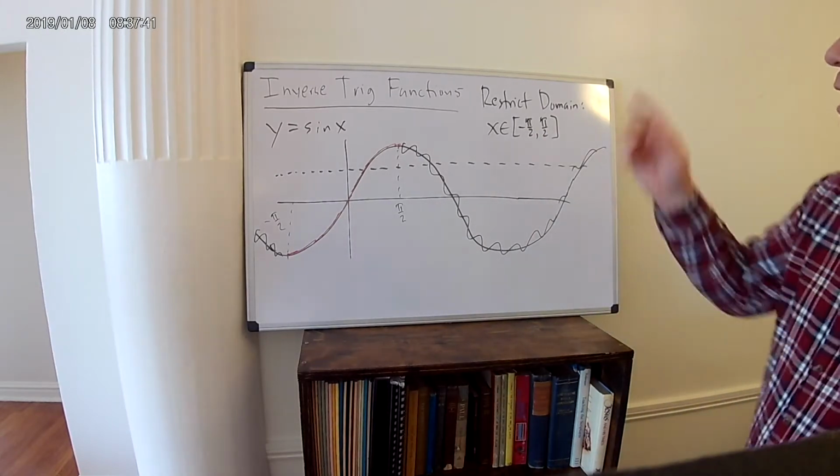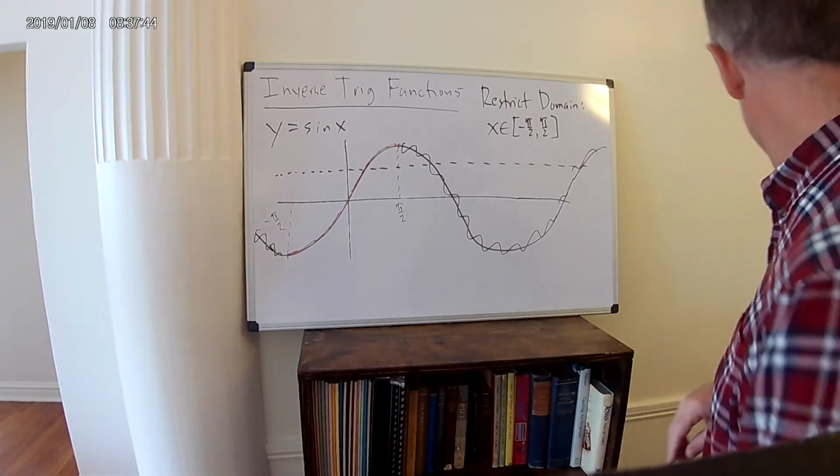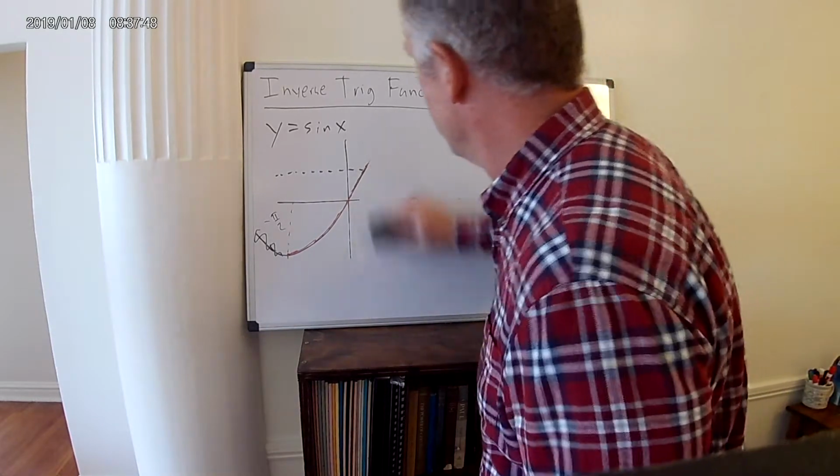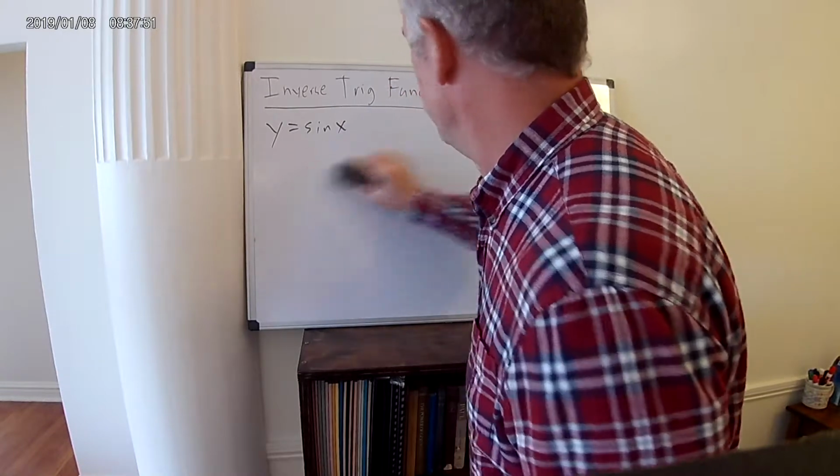Now, what does the inverse sine of x look like? What does its graph look like? Well, let's regraph sine of x. Let's zoom in a little bit. Let's be a little bit more careful about this.